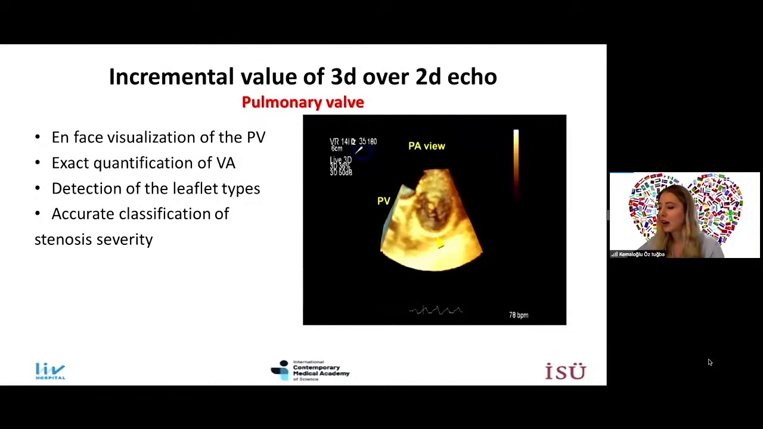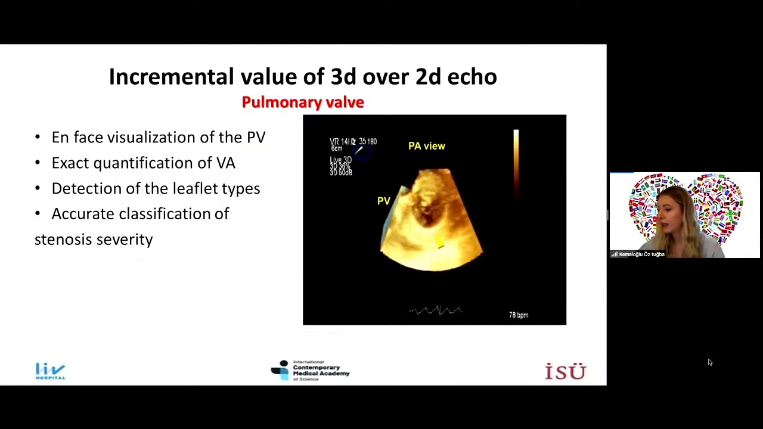Actually, I would like to shortly touch on the pulmonary valve. It's my favorite one, and 3D echocardiography especially plays an important role in evaluation of pulmonary valve disorders. Pulmonary stenosis severity is classified according to transpulmonary pressure gradient and maximal velocity. Actually, I think it's not enough.